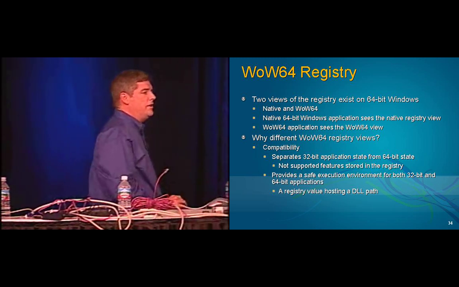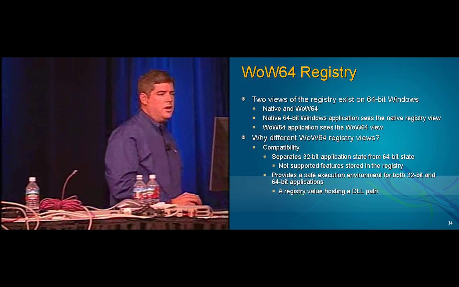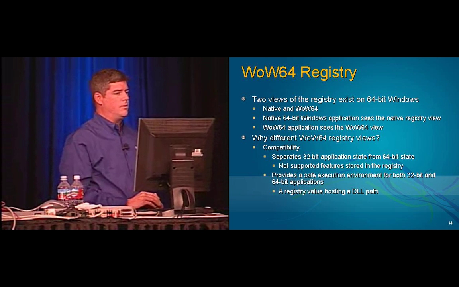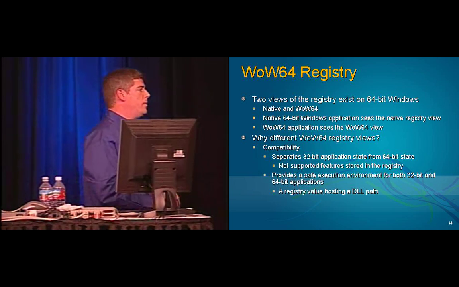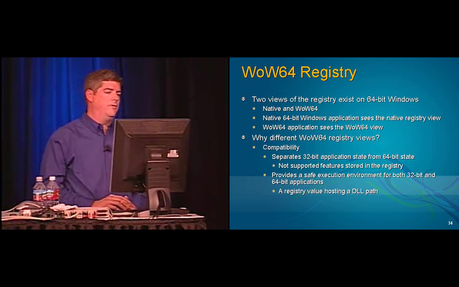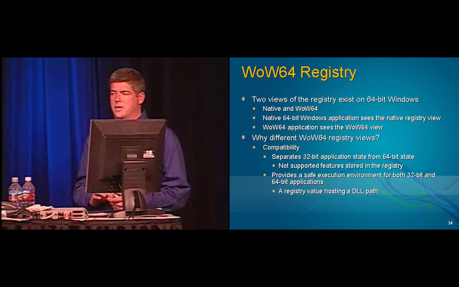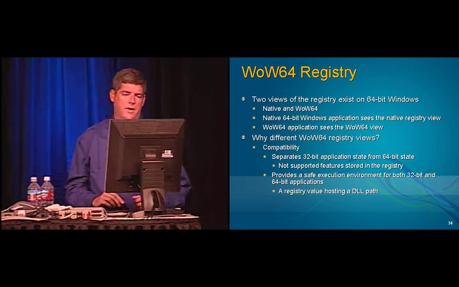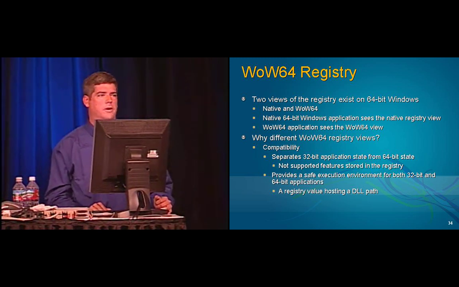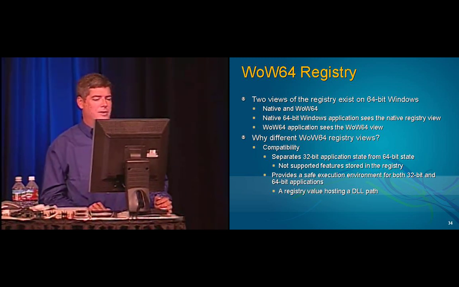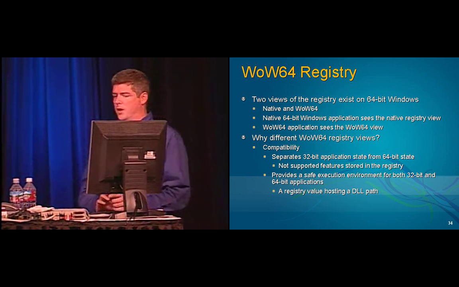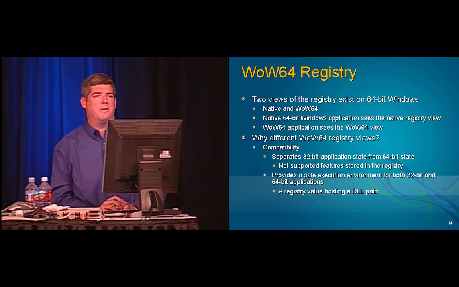The WoW64 registry is an interesting little tidbit as well. Two views of the registry exist on 64-bit Windows, native and WoW64. There's a view for native 64-bit applications, and there's a view for 32-bit applications that are being emulated. Native applications see the entire registry as they would normally expect to see it. WoW64, or the 32-bit applications, see the WoW64 view of the registry. Why? Well, primarily for compatibility. This separates 32-bit application state from 64-bit application state. Not all. Why is this important?